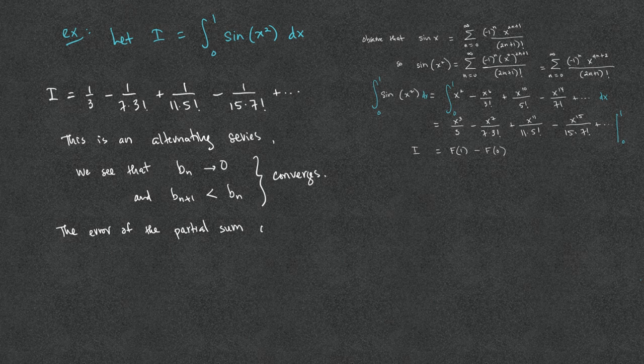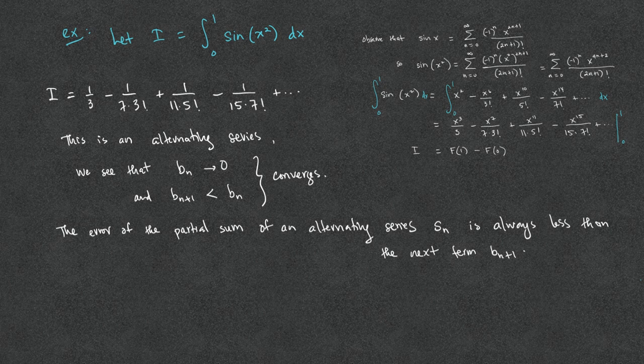The error in using the partial sum of an alternating series, s sub n, is always less than the next term, b sub n plus 1. And so the remainder r sub n, the absolute value of s, which is the actual sum, minus s sub n, which is the partial sum, is always less than or equal to the next term that we do not use in the partial sum.